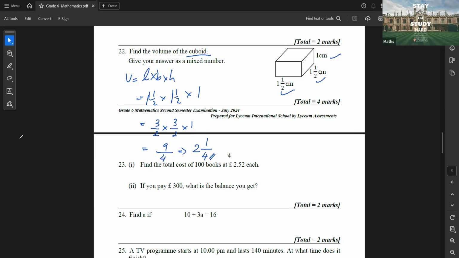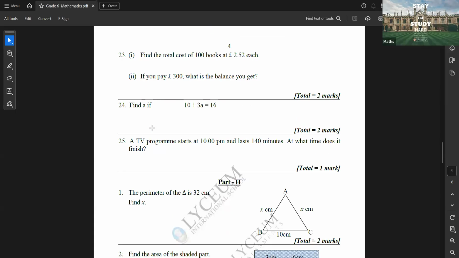Question number 23. Find the total cost of 100 books at 2.52 each. So 2.52 each, there are 100 books. So if you have 2 zeros here, what will happen? The decimal point moves 2 places. So the answer is 252.